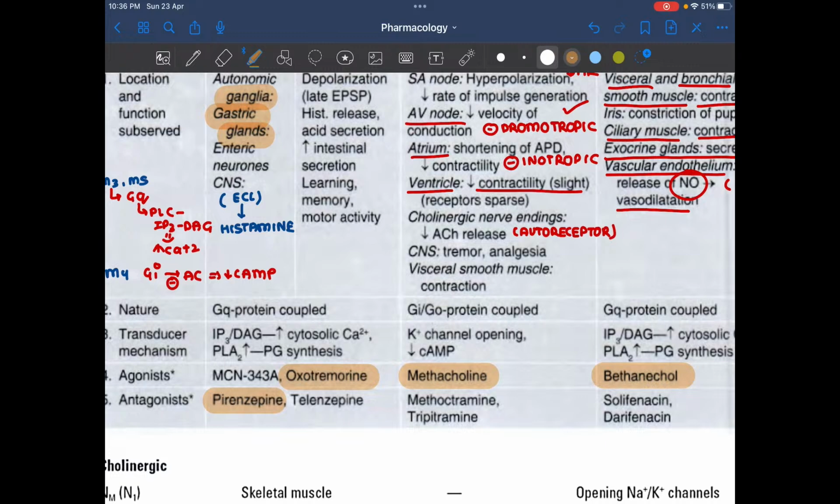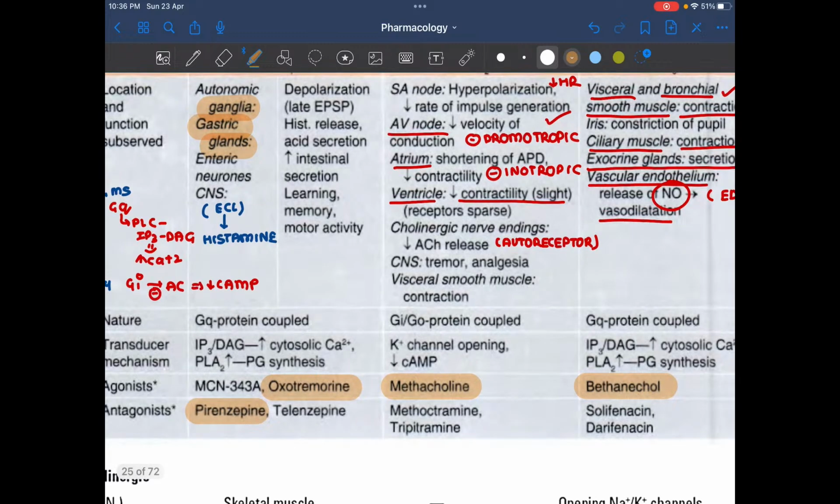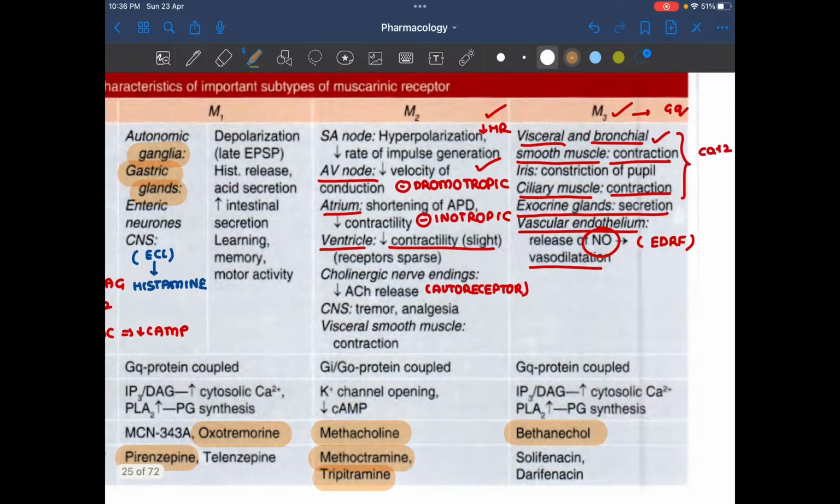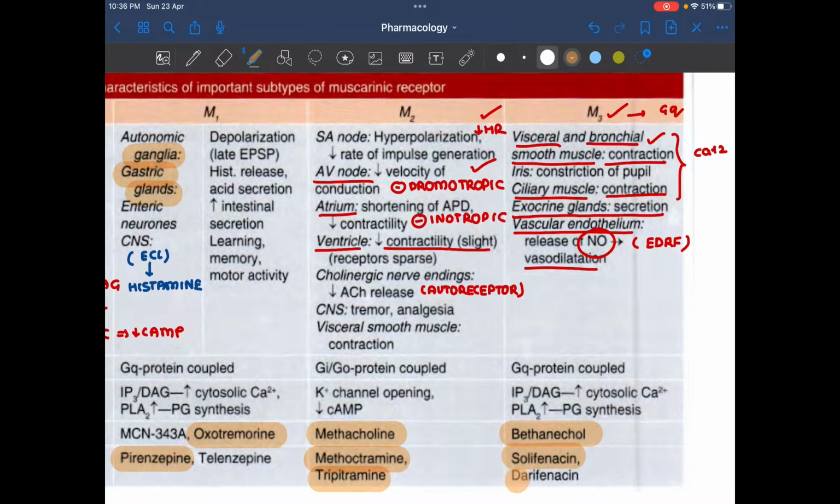Okay, all right. For M2 blockers we have methoctramine and tripitramine, and lastly for M3 blockers, very important are solifenacin and darifenacin. We'll be studying about the vesicoselective anticholinergics as well. Okay, so there we're going to study about solifenacin and darifenacin.